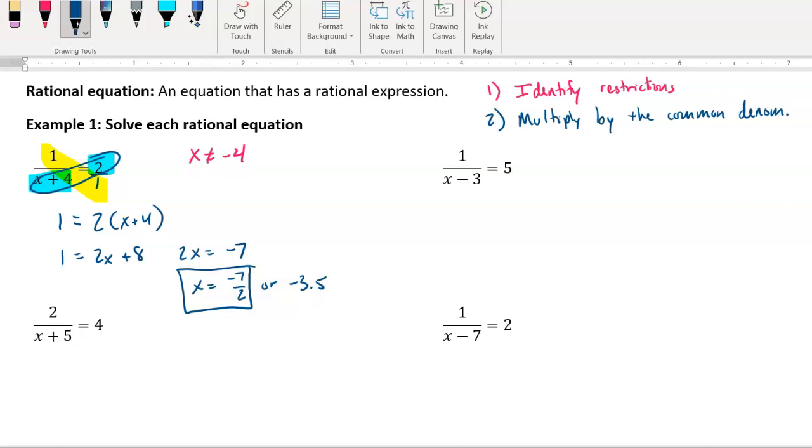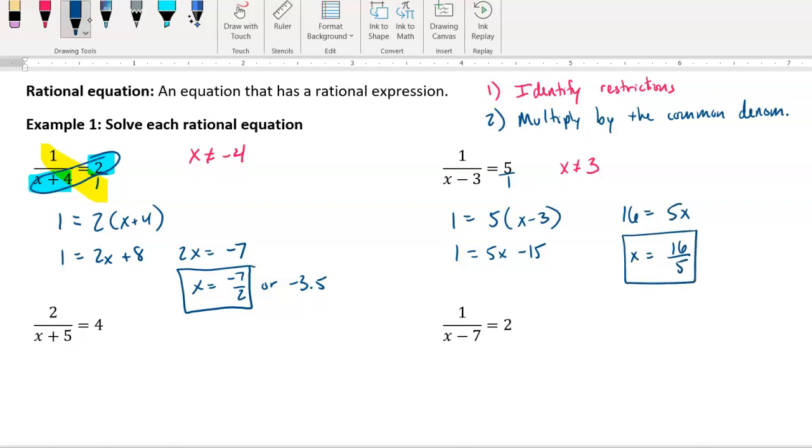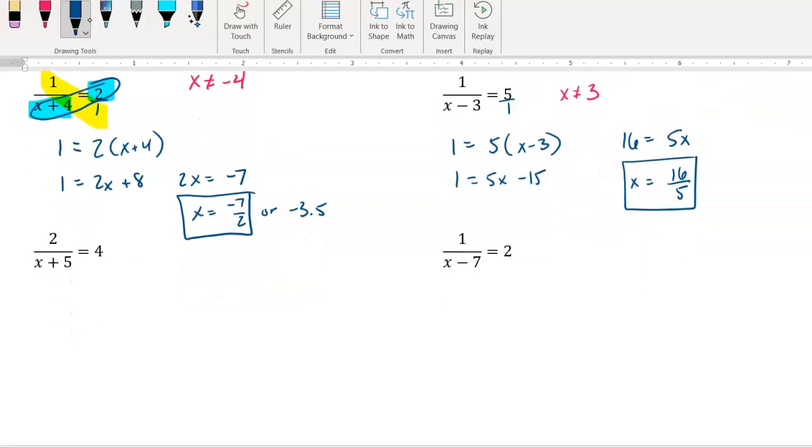All right, let's do one more together. So with this next one, again, you want to identify what x can't equal. X can't equal 3. So then we cross multiply. 1 times 1 is 1. The other side would have 5 times x minus 3. Distribute the 5 through. If I add 15 to both sides, I get 16 equals 5x. Divide both sides by 5, I get 16/5. That can't reduce, so we'd leave it like that. So that would be our answer. All right, again, leave these as fractions because that's what Savas is going to want you to do.